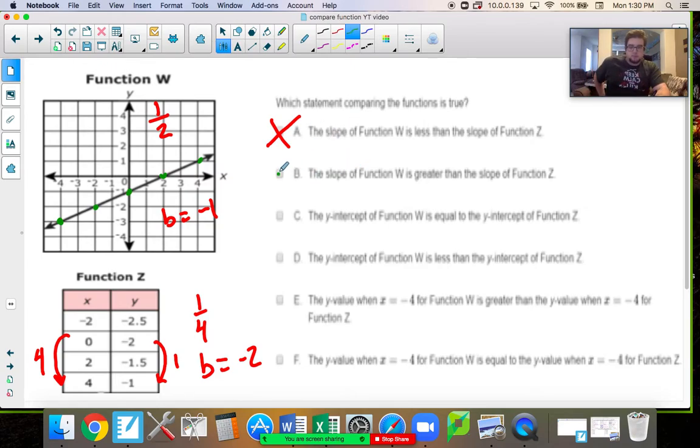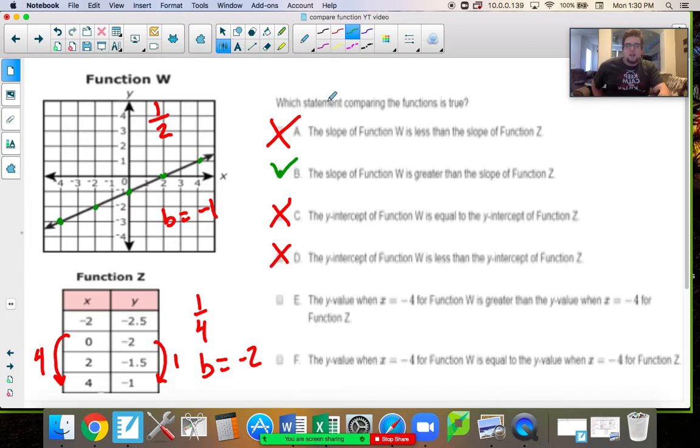Well, that is true. The y-intercept of W is equal to the y-intercept of Z. Well, that's not true. One's -1, the other's -2, so that's not true. The y-intercept of W is less than the y-intercept of Z. Well, -2 is less than -1, so that is also false.